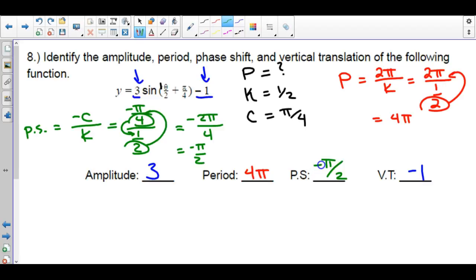So a lot of math in that type of problem. Basically my advice would be to just sort out from the very beginning the p, k, and c values. Figure out what your period is, and then you're following the formula for the phase shift. I feel like the difficult part of this problem is really just how to simplify fractions.